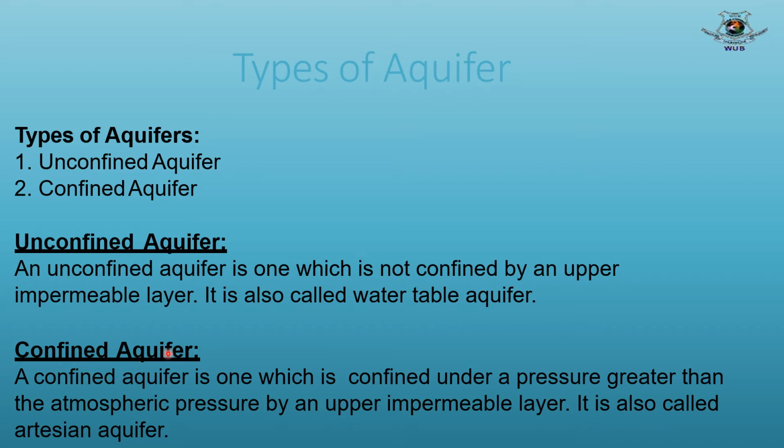Confined aquifer. A confined aquifer is one which is confined under a pressure greater than atmospheric pressure by an upper impermeable layer. It is also called artesian aquifer. Generally, this is the bottom layer of the water table which is confined by an impermeable layer. So there exists a pressure greater than atmospheric pressure.